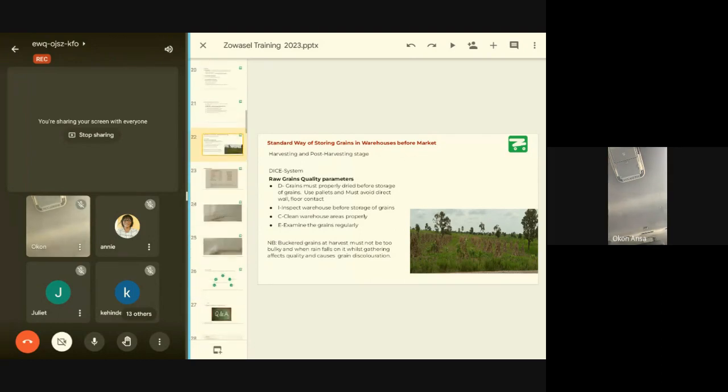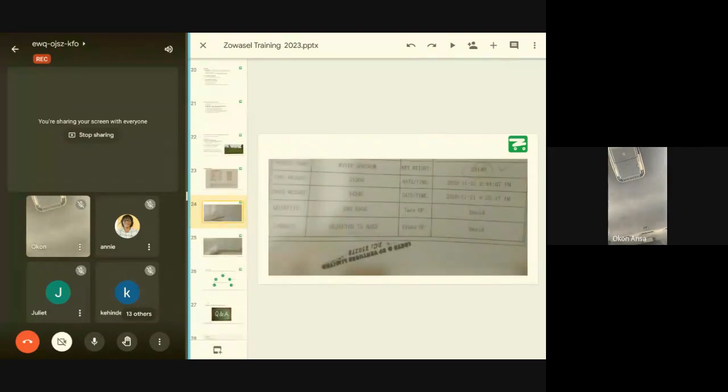So these are samples of some of the rejected grains in the past by some of our buyers.